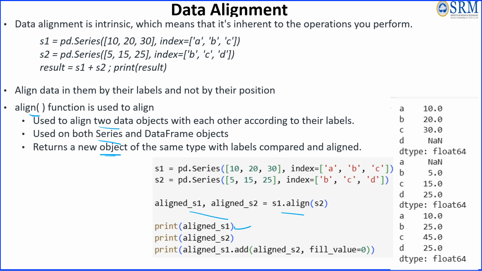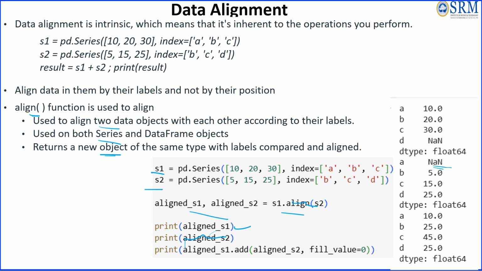In the first one, s1, you have A, B, C, but in the second you have B, C, D. If you combine, you will have one common index: A, B, C, D. Similarly for s2 as well, A, B, C, D. But see the data in the first case: A is 10, B is 20, and C is 30, but D is not there. So D is not given for the first case. And for s2, B, C, D are there, A is not given, so that is NaN.